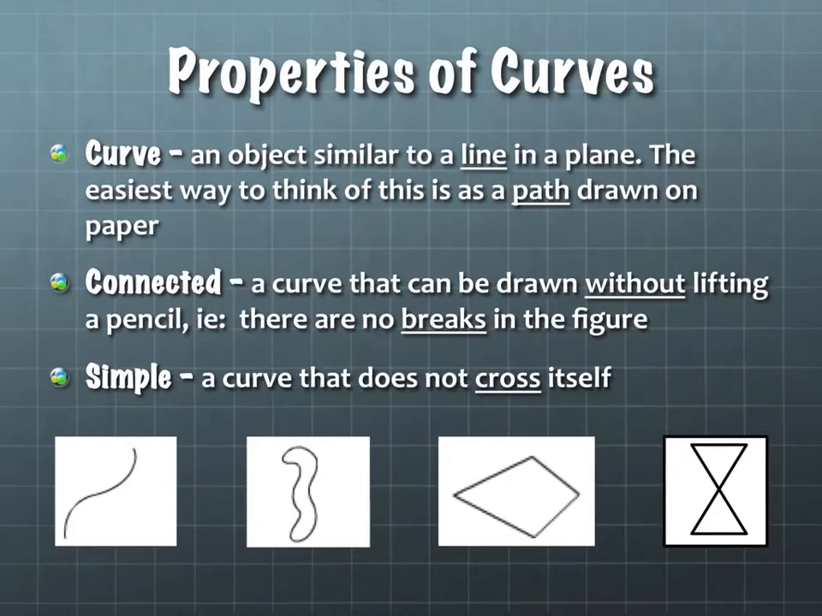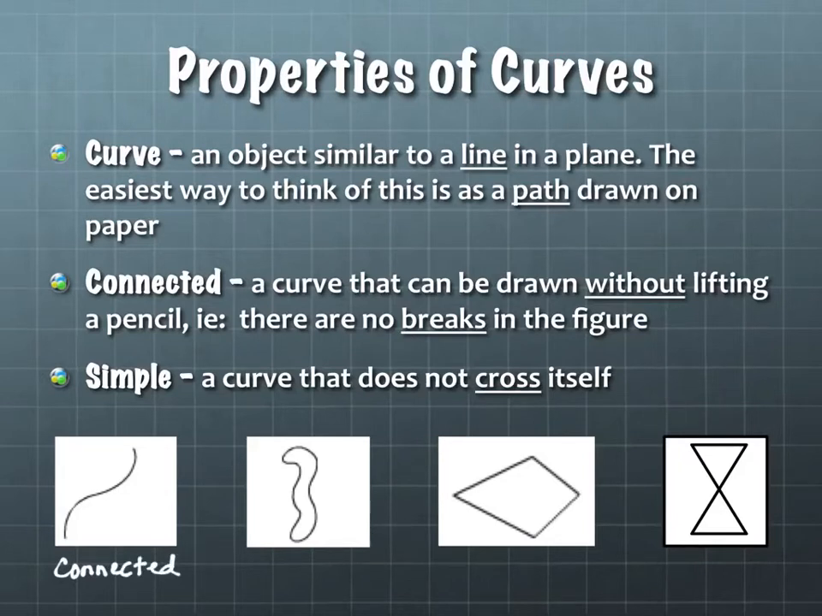So all 4 of these are curves. By the definition, it's a path from one place to another place. We're going to identify whether they're connected, simple, or closed. So we're just going to say whether they are or they are not. So is this curve connected? Yeah, you don't have to pick up your pencil to draw anything, right? So it's connected, so we're just going to write connected next to it, or under it, or whatever you want to do.